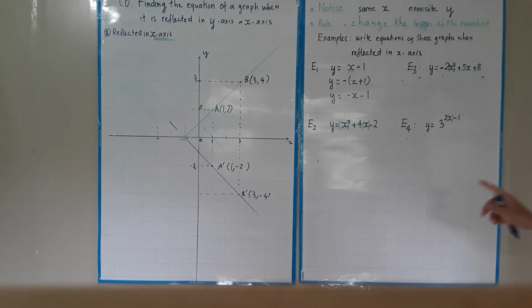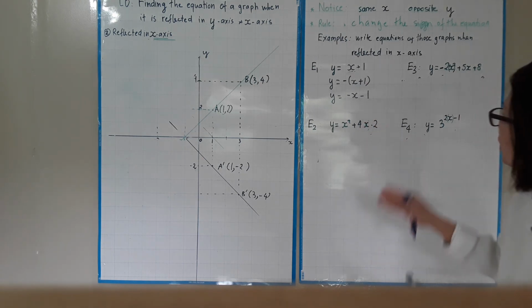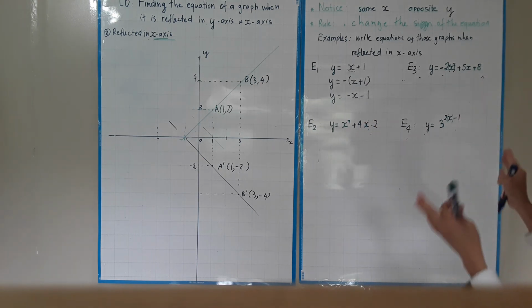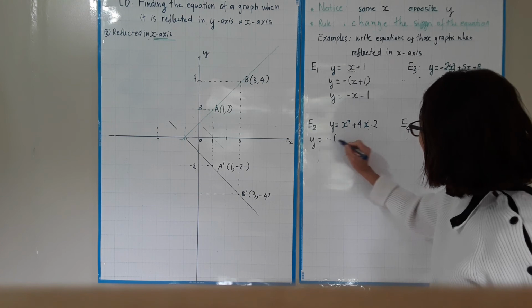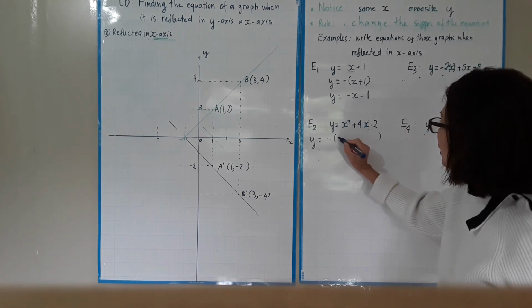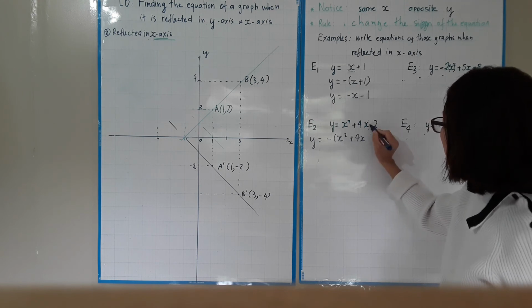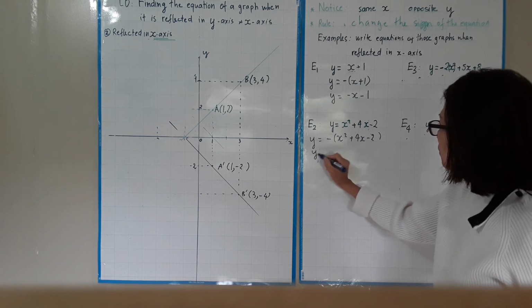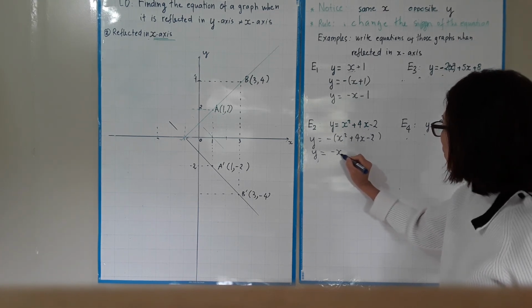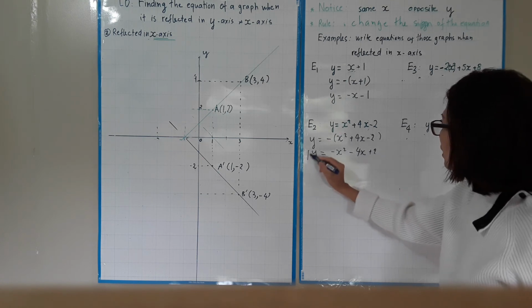Example 2, now again you don't need the bracket, so I just remove it. But you need to put the negative sign in front of the equation. Y equal negative, everything you put in the bracket, x squared plus 4x take away 2. And to simplify it, all the time I remind you about simplifying. You will have y equal negative x squared, take away 4x plus 2, and it is our answer.